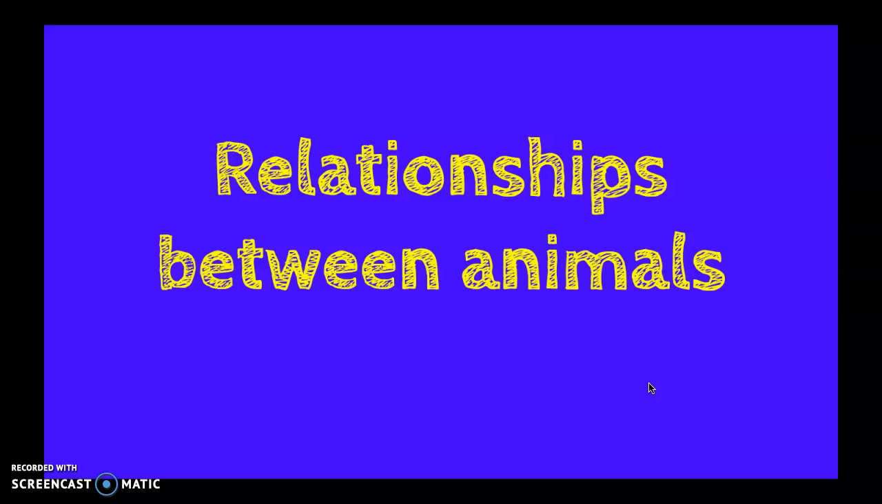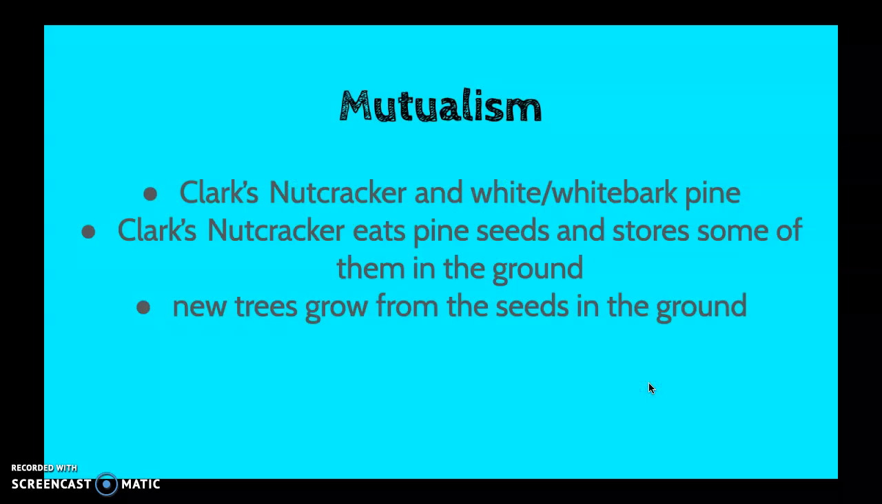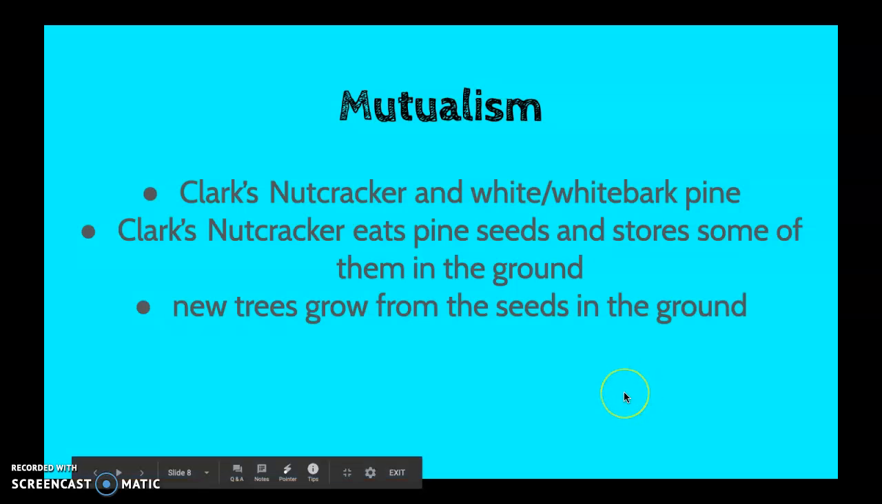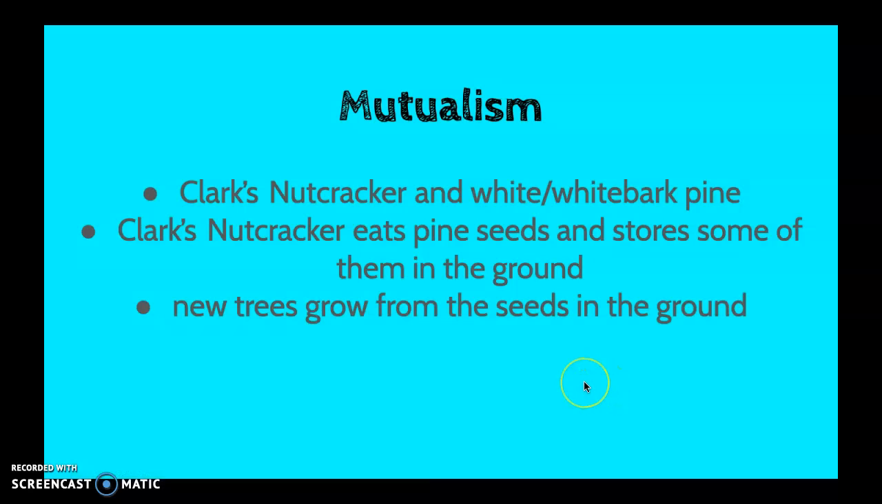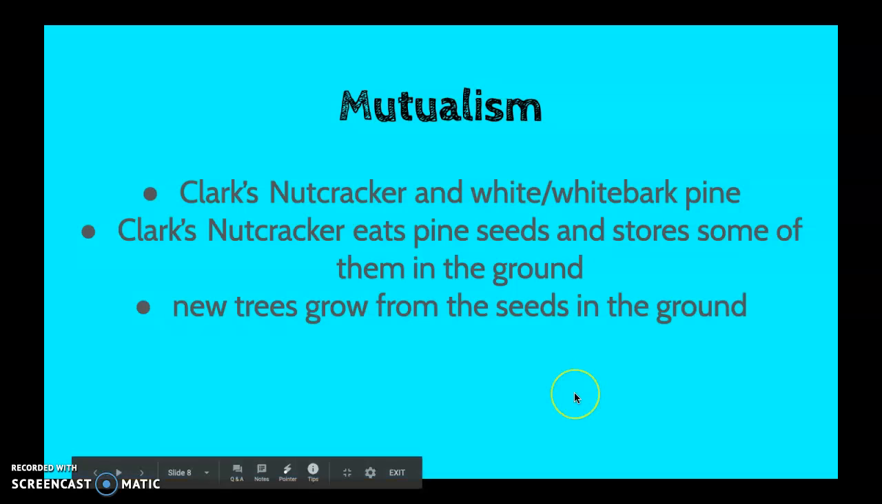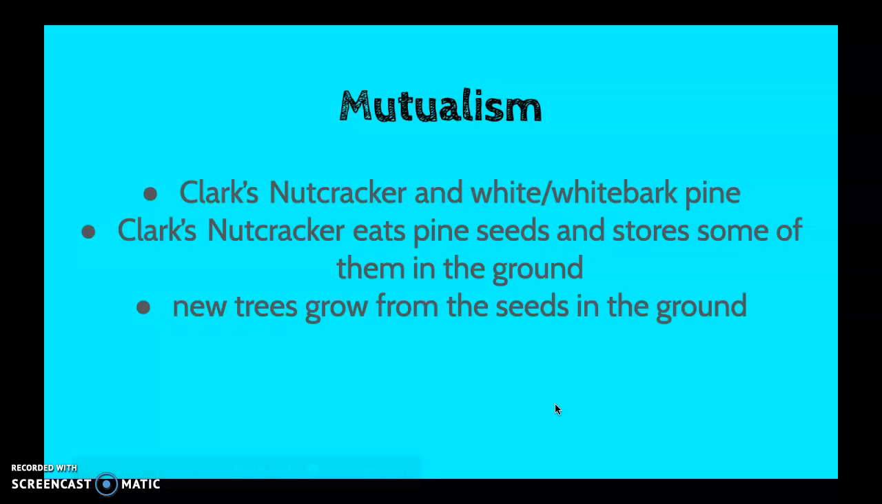Relationships between animals. Mutualism is when both species involved in the relationship benefit from it. So the bird Clark's nutcracker eats pine seeds from the whitebark pine, and then it stores some of the pine seeds in the ground. New trees grow from the seeds in the ground. This is a mutualistic relationship because the bird gets the food and then the species of pine benefits because it will thrive in the forest, because then many of them will grow.